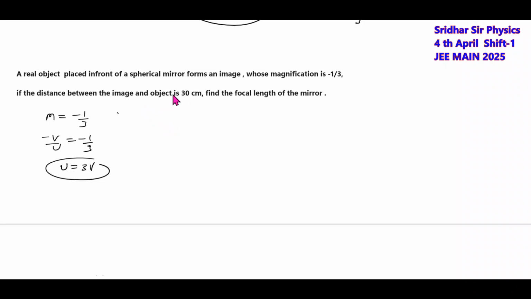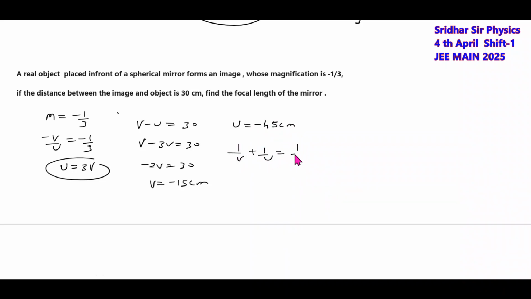Next it is telling the distance between image and object is 30 centimeter. V minus U equal to 30. We'll substitute the value. We have to calculate U and V. U will be 3V, so V minus 3V equals 30. So minus 2V equal to 30. So V equal to minus 15 centimeter. Then U will be minus 45 centimeter. 1 by V plus 1 by U equal to 1 by F.